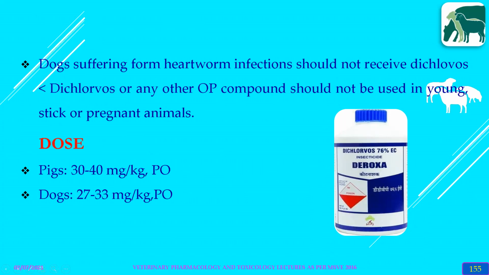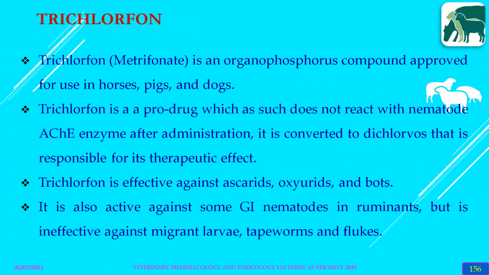Then trichlorfon, of course, this is also another OPC compound. Actually, it was approved once upon a time for use in horses, pigs, and dogs when there was no alternative available. It is a prodrug, and it will react with the nematode AChE enzyme. It will inhibit it and cause spastic paralysis. So it is effective against ascarids, oxyurids, and bots.